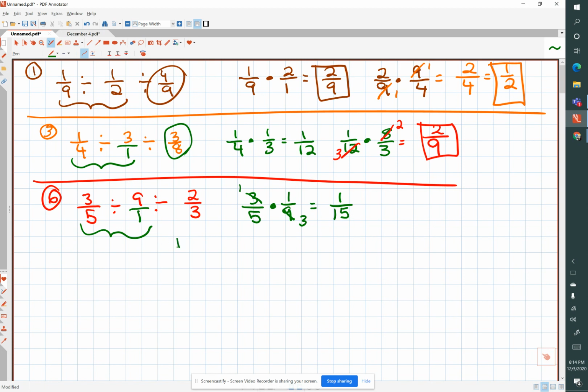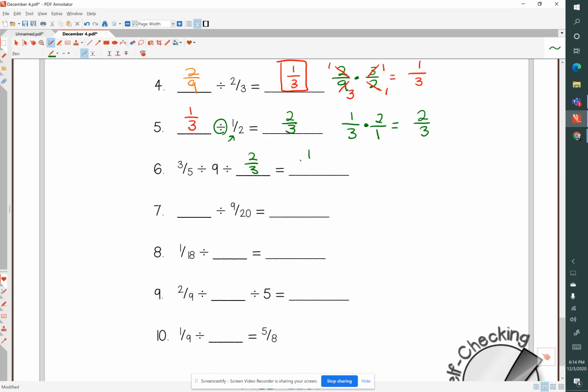Now I'm going to take that 1/15 and multiply it by the reciprocal of 2/3, which is 3/2. And 3 divided by 3 is 1. 15 divided by 3 is 5. Now I multiply across. 1 times 1 is 1. 5 times 2 is 10. So 1/10. And then 1/10 goes on the next line.